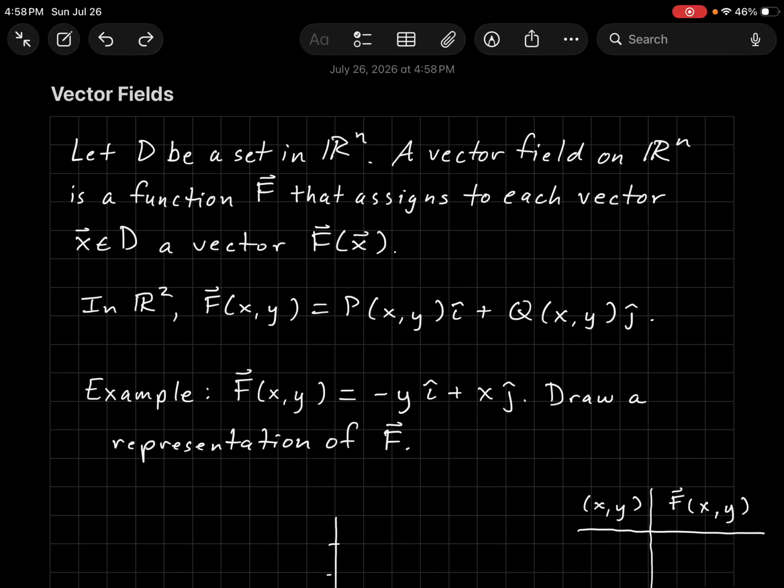Vector fields. Let D be a set in Rn. Then a vector field on Rn is a function f, that is a vector function f, that assigns to each vector x in D an output vector f of the vector x. In R2, we usually write f of xy equals p of xy i plus q of xy j.